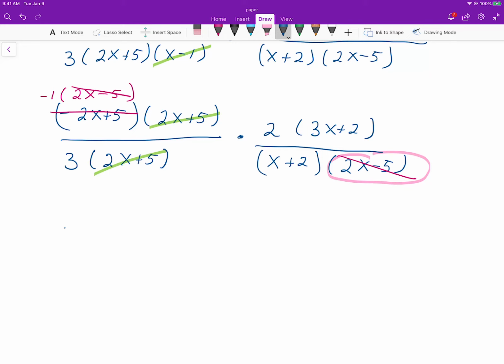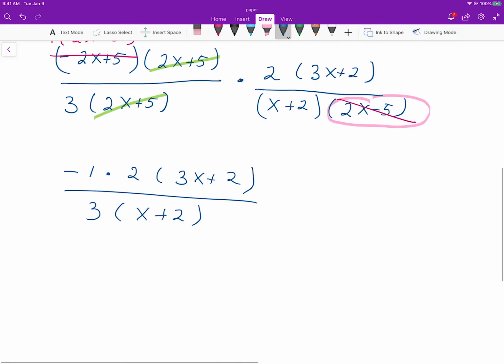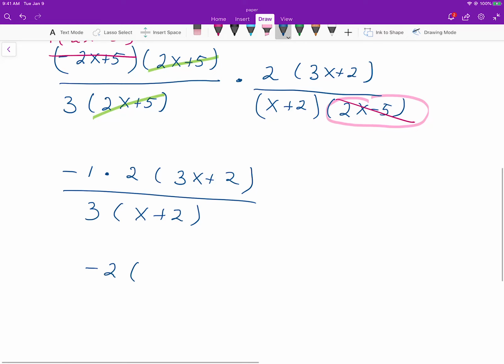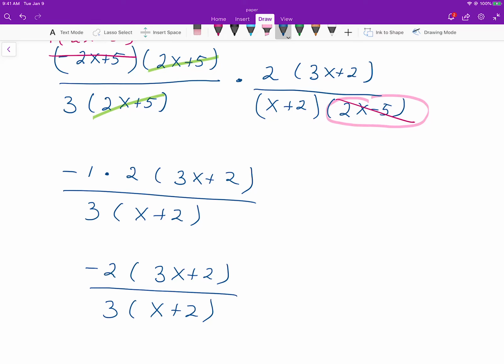So now we have negative 1, and I have over here times 2, 3x plus 2 over 3, and then x plus 2. And that, I'm going to just neaten it up a little bit as negative 2, parentheses, 3x plus 2 over 3, parentheses, x plus 2. And that's as simplified as this problem can become.